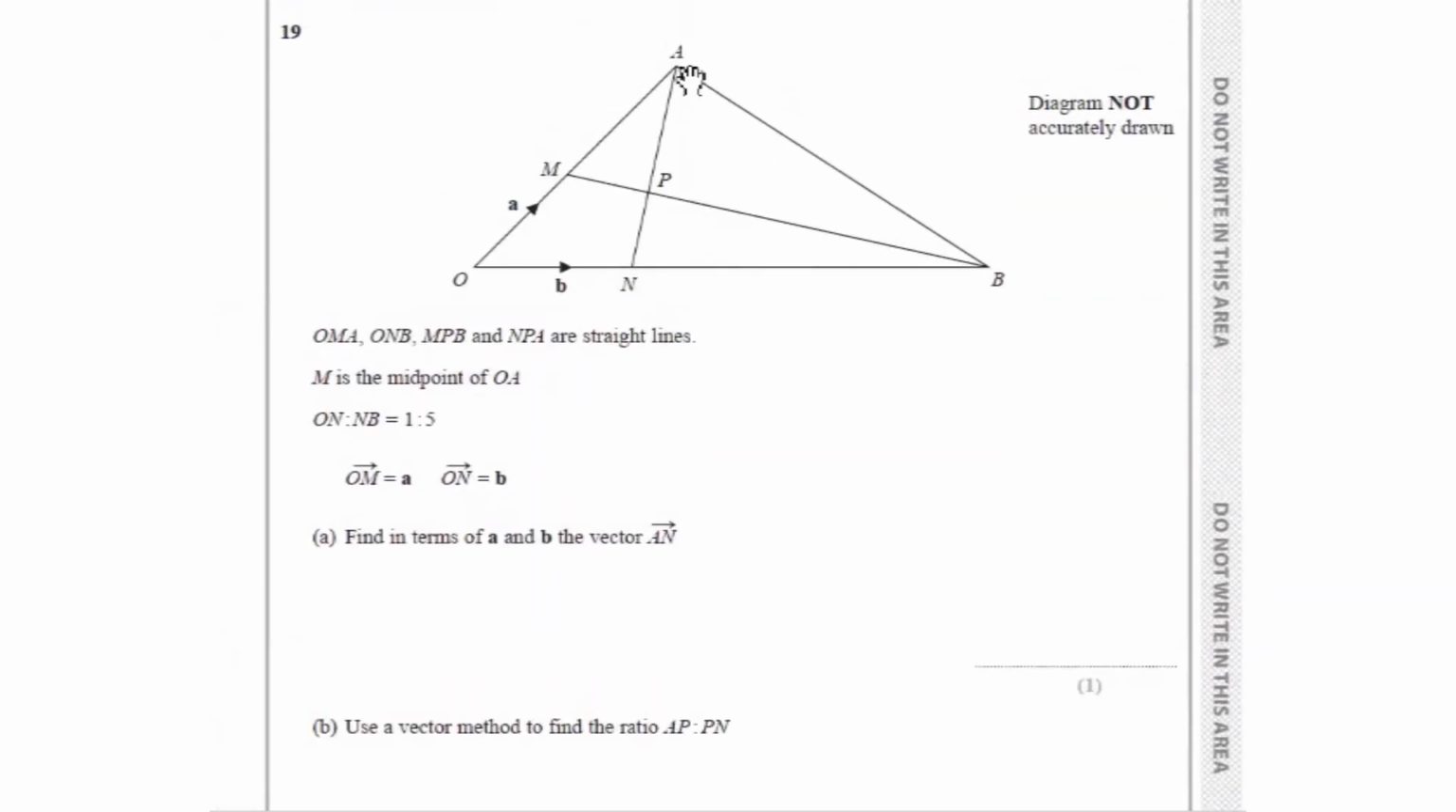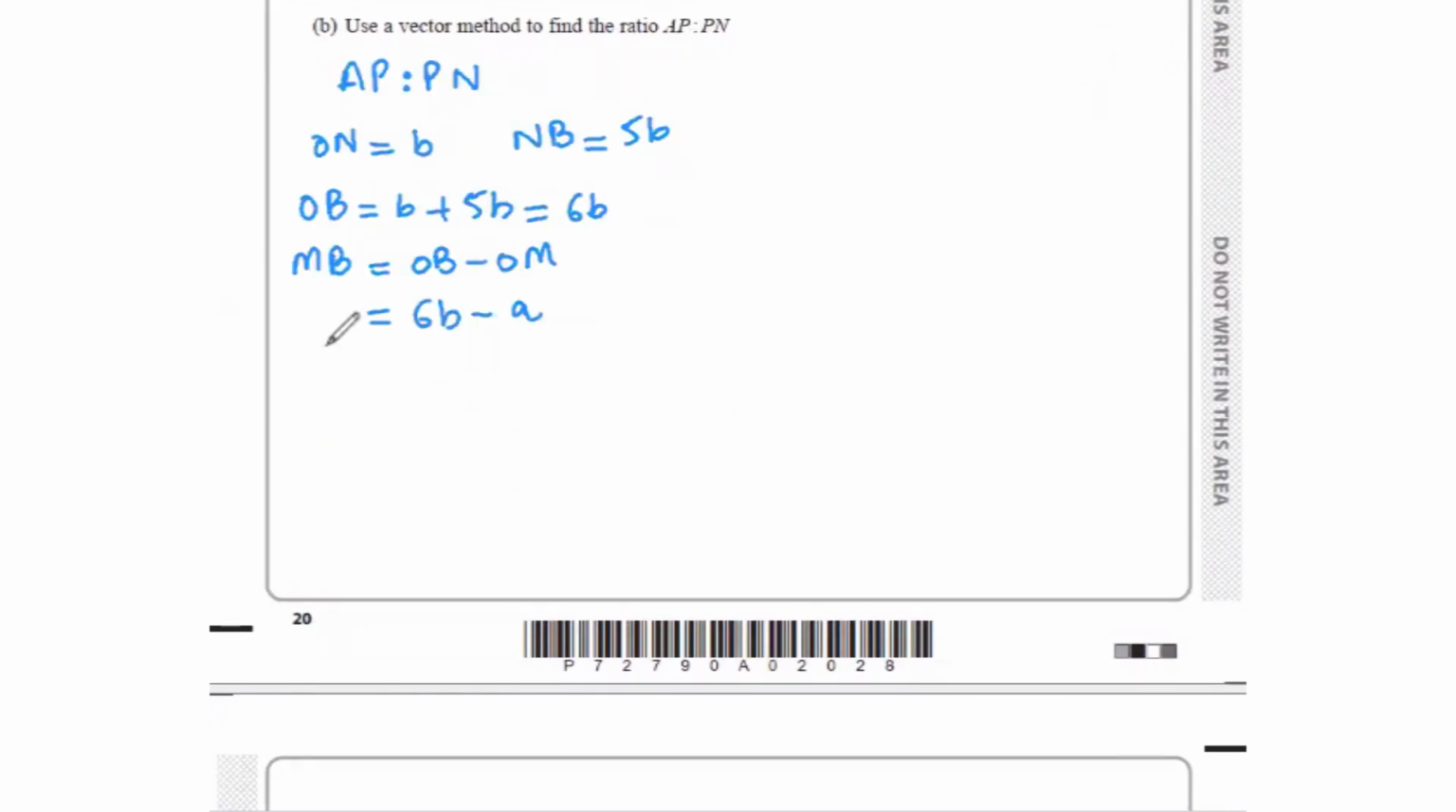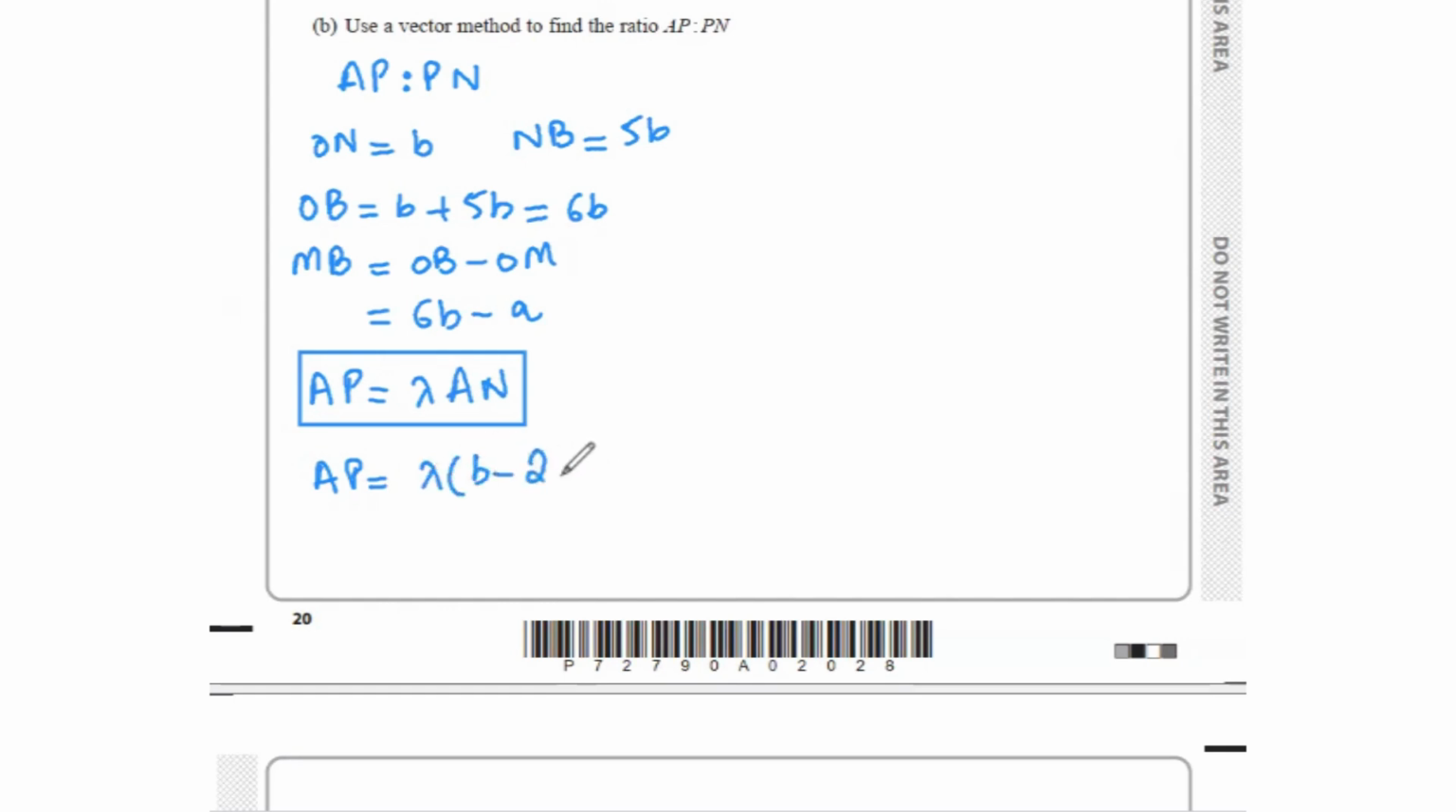If we go back to the diagram, we can say that AP, which lies on AN, is a multiple of AN. So AP equals a multiple, which is lambda times AN. And AN is what we already found to be B minus 2A. So AP equals lambda times B minus 2A.